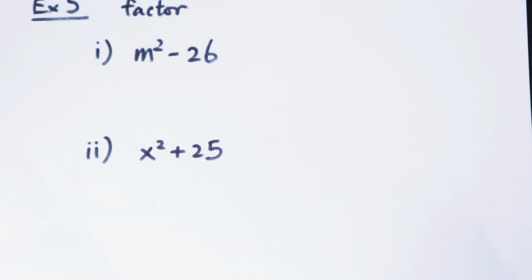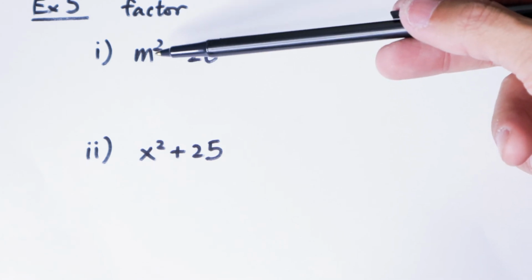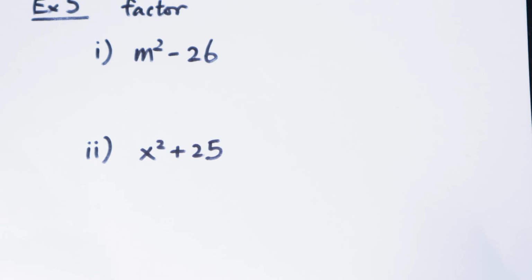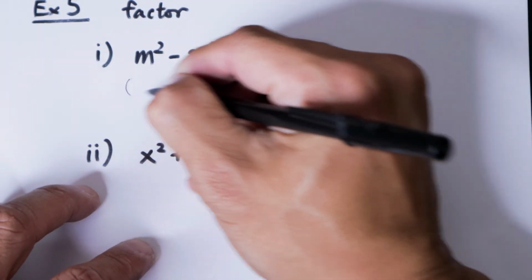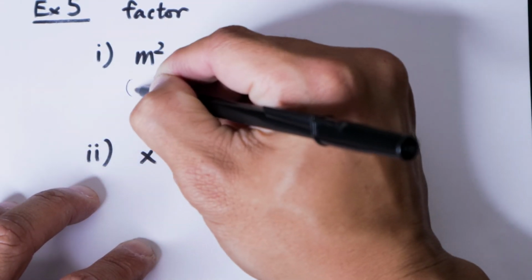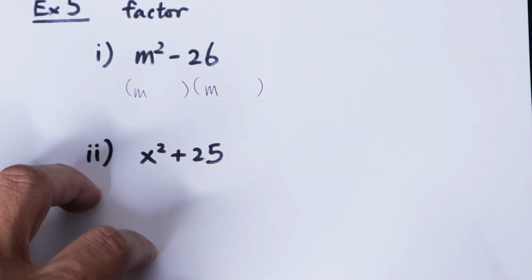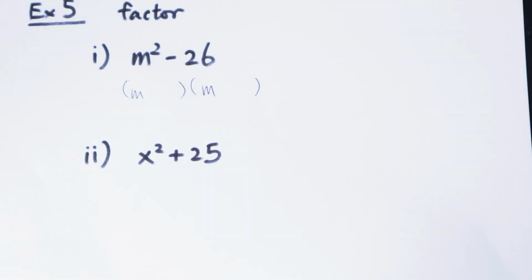Here, we're going to take a look at the last example. In example 5, it says factor m squared minus 26. Now, even though there is a minus sign, there's an m squared, right? So let's actually take a look. I could split the m squared into 1 m in each parentheses, but then 26 is not a perfect square. There's no 2 numbers that multiplied by itself, you get 26. So therefore, I cannot really factor the 26.